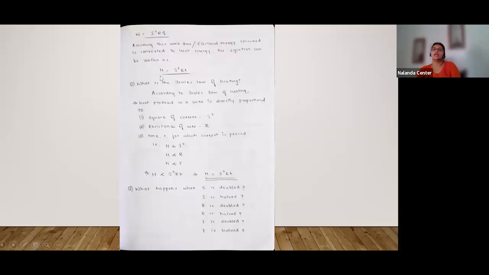Okay, now coming again, what is Joule's law of heating? According to Joule's law of heating, the heat energy produced is proportional to the square of current, proportional to the resistance of the wire, and proportional to the time for which the current is going to pass. That is I square RT. This is very important. According to Joule's law, the heating effect produced by the current in a wire is directly proportional to the square of current, the resistance, and the time for which the current passes.